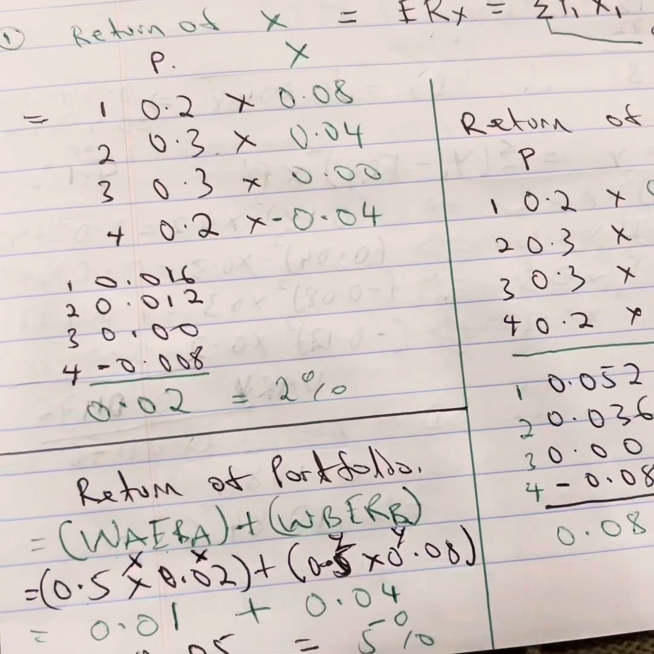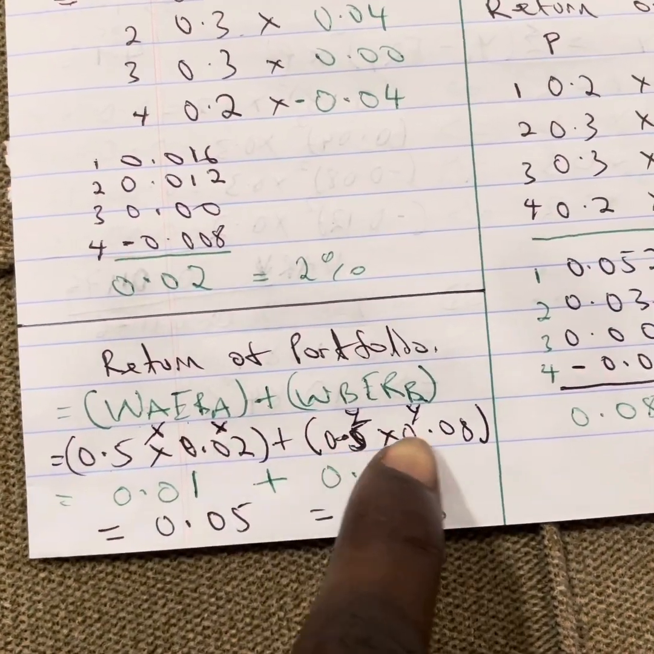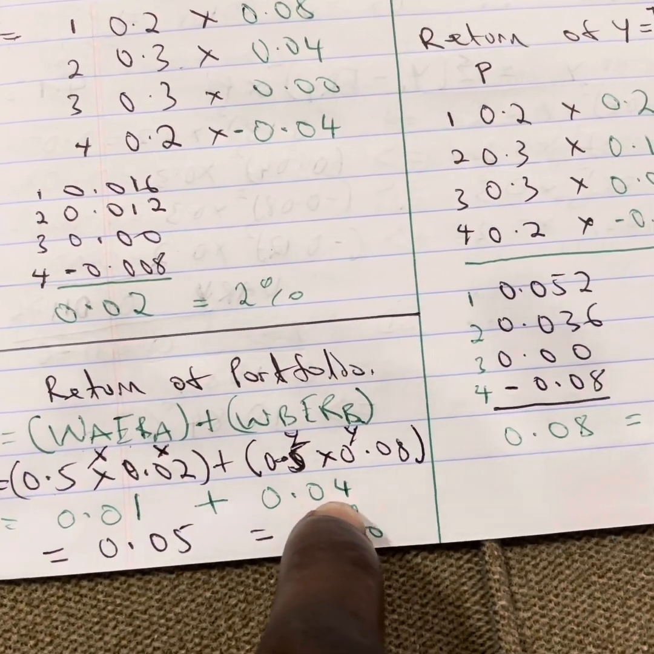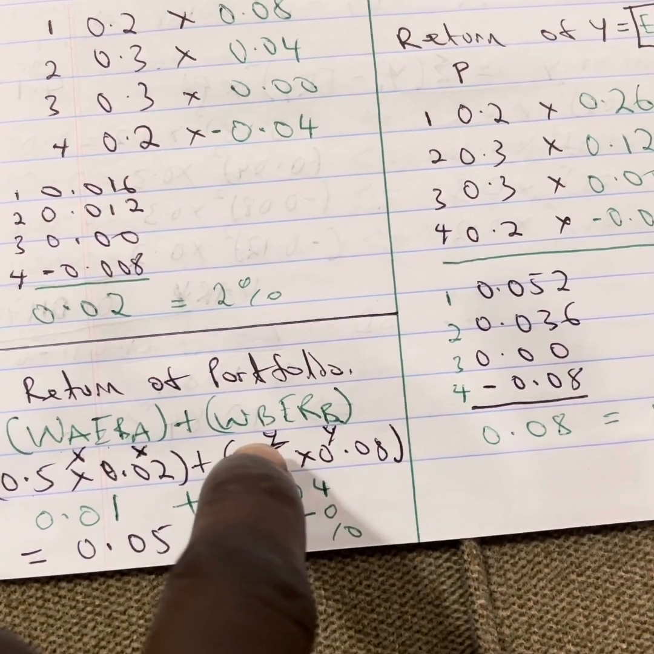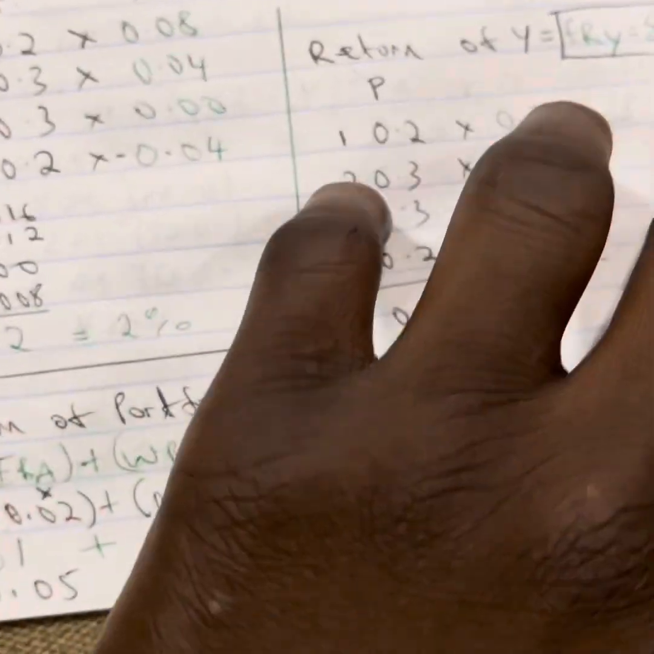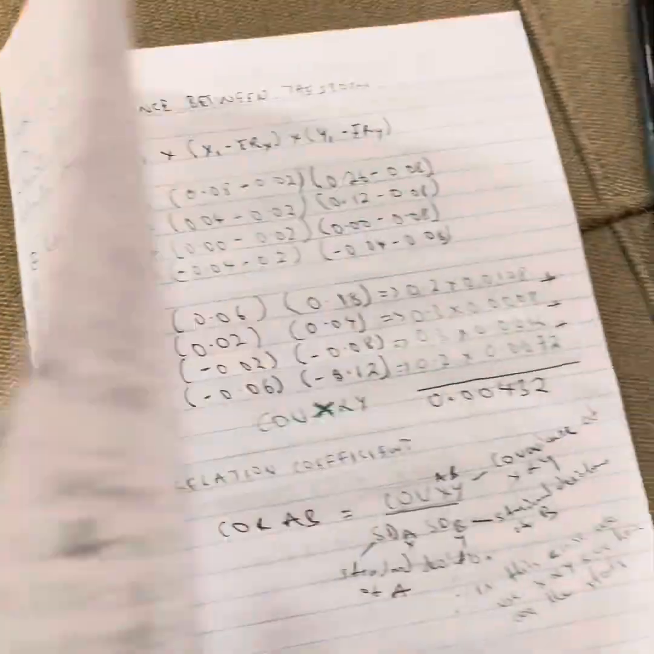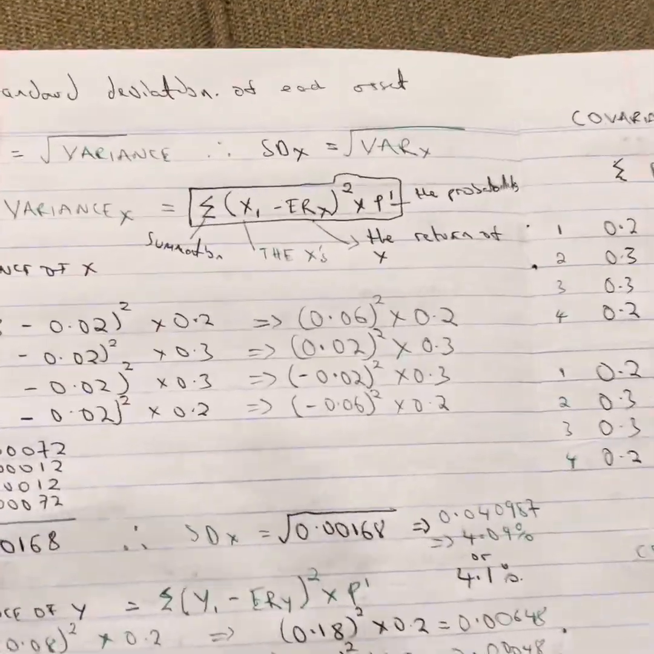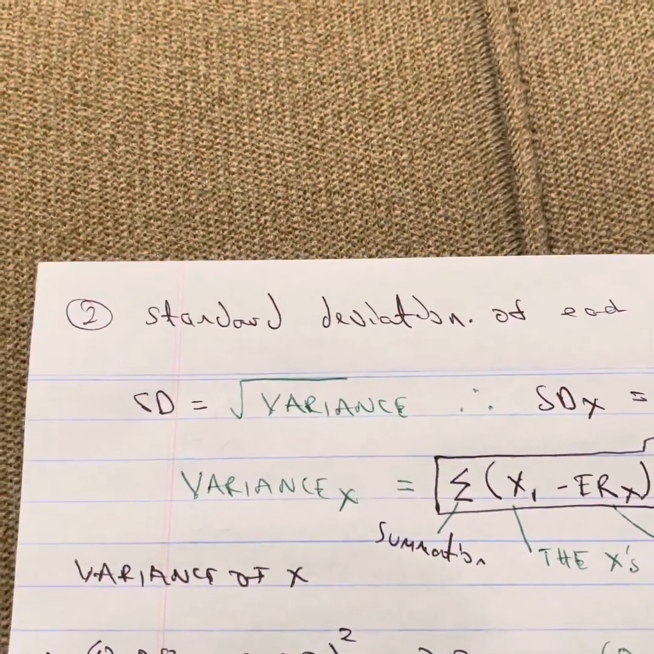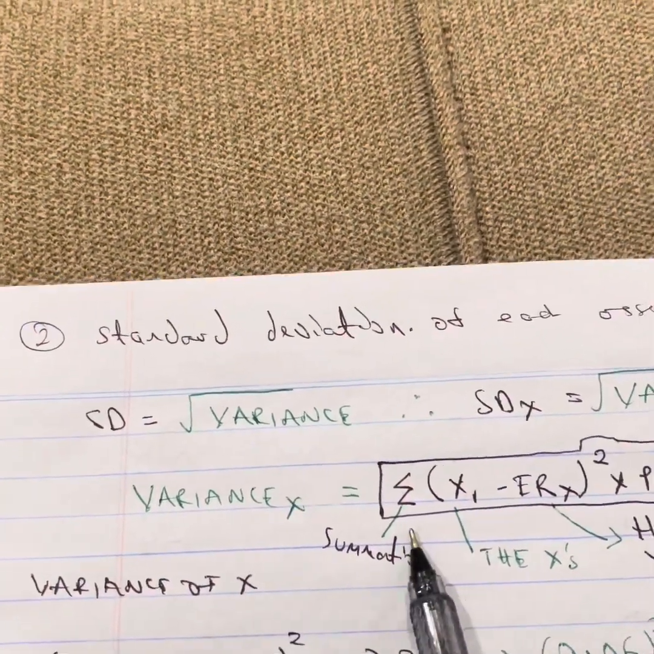Right, so when you do the math, you get 0.01 plus 0.04, giving you 0.05, which is 5%. And that 5% is the total return of the portfolio, or the expected return of the portfolio. Right, the second requirement of the question is to find the standard deviation of each stock. And in finding the standard deviation of a stock, we bear in mind that the standard deviation is equal to the square root of the variance.